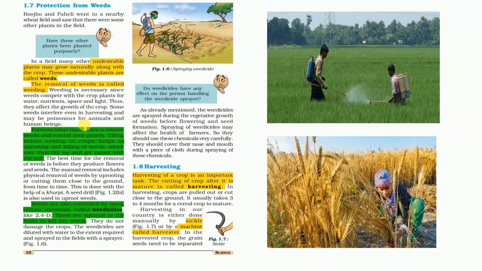weedicides. So the farmer adopts many ways to remove these weeds and control their growth, such as tilling before sowing of the crops, which helps in uprooting and killing the weeds, which may then dry up and get mixed with the soil. Weeds are also controlled by using certain chemicals, the weedicides, which are sprayed in the field by farmers. These farmers are spraying the weedicide in the field with the help of pressure pumps.